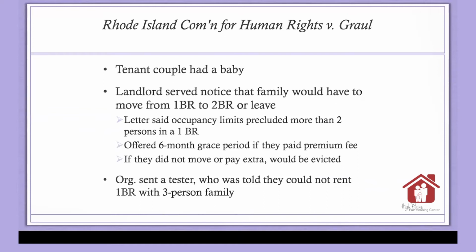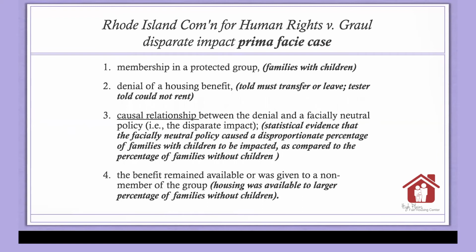So this may not appear to some of you to be an obvious housing discrimination claim, but it is. It's a disparate impact case. The prima facie elements are shown with number 1, membership in a protected group. Well, families with children. A baby was born, there's a family with children. Their protected category of familial status.